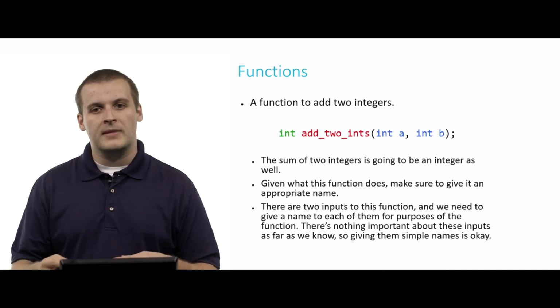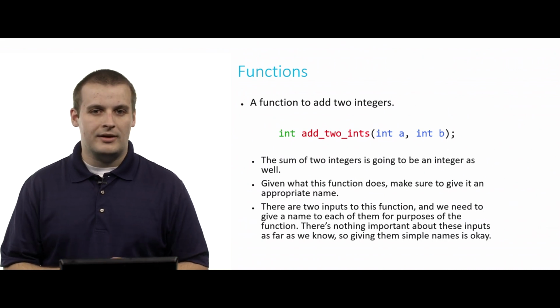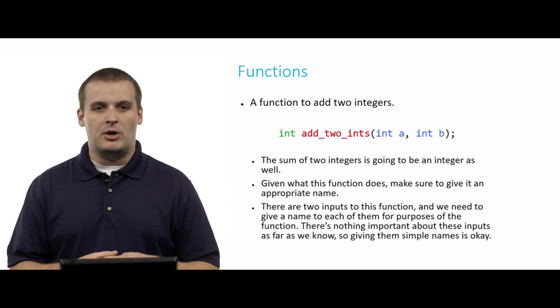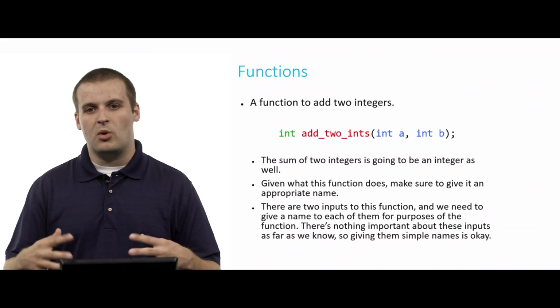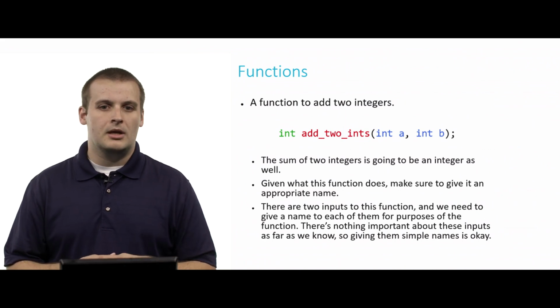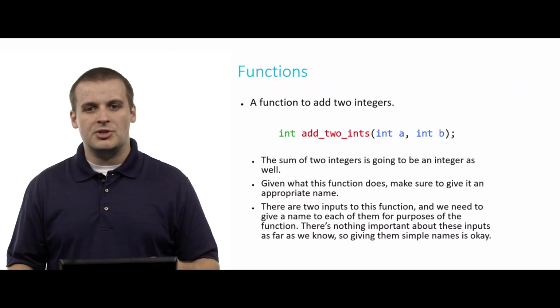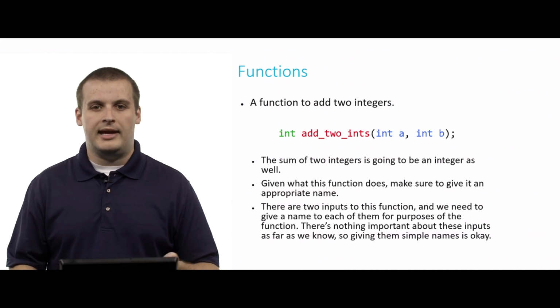That's totally fine. If, however, you find yourself in a situation where the names of the variables might actually be important, you might want to call them something other than A and B to give them something more symbolically meaningful. But in this case, we don't really know anything else about the function. We just want to add 2 integers. So we'll just call those integers A and B. All right, so that's one example.